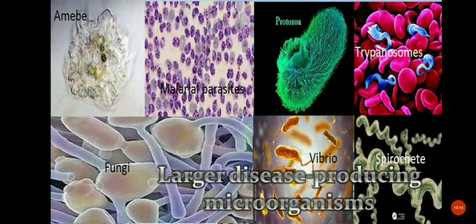Next are the larger disease-producing microorganisms. The larger disease-producing microorganisms responsible for amoebic dysentery, malaria, sleeping sickness, athlete's foot, syphilis, and cholera look about as they are shown above, magnified 1,500 times.